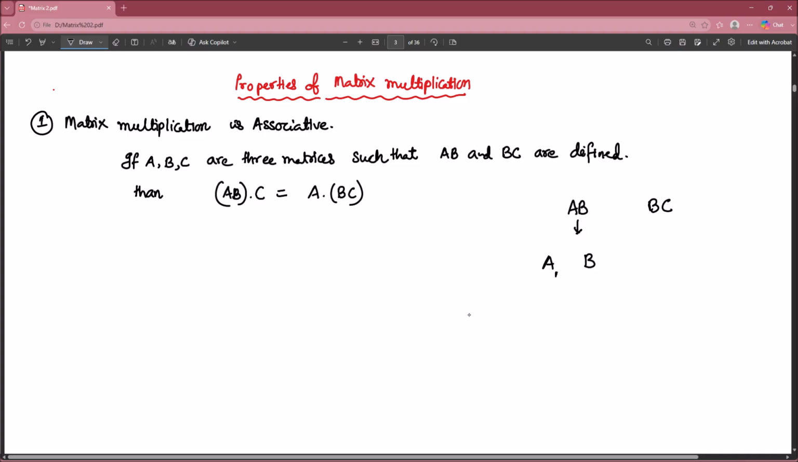So if we take A as an M into N matrix, then B should be an N into P matrix. Matrix multiplication is defined only if the number of columns of the first matrix is equal to the number of rows of the second matrix. In a similar way, if B and C are defined, that means B is of order N into P and C is of order P into Q. So the number of columns of B is equal to the number of rows of C.